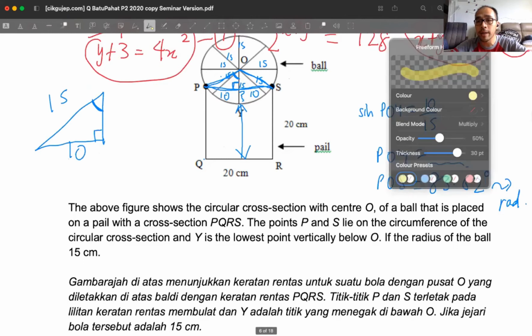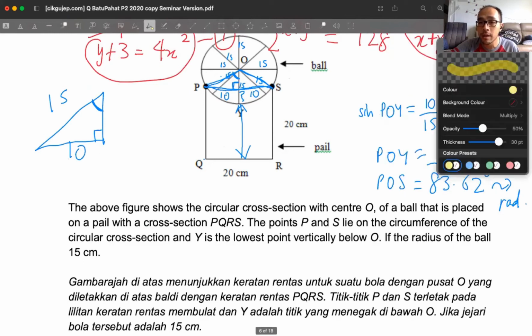Can I change the pen to be a little bit thinner? Oh, no wonder it's so thick, my goodness. Okay, let's see if this works.